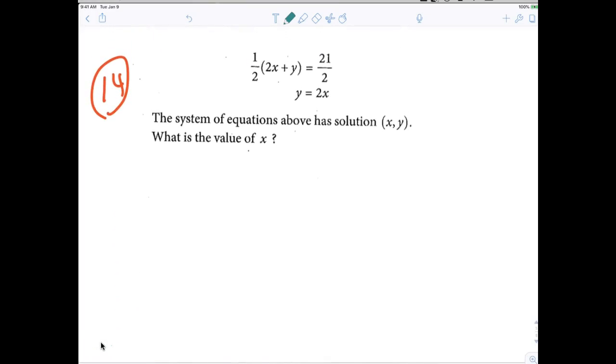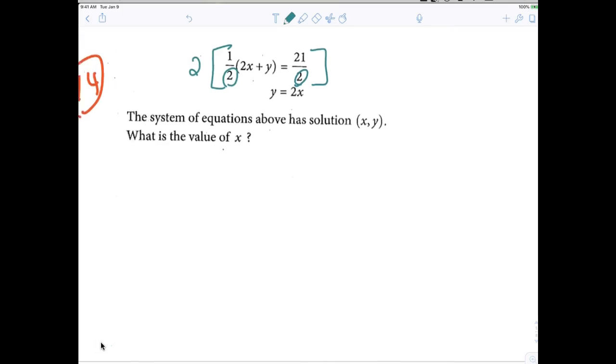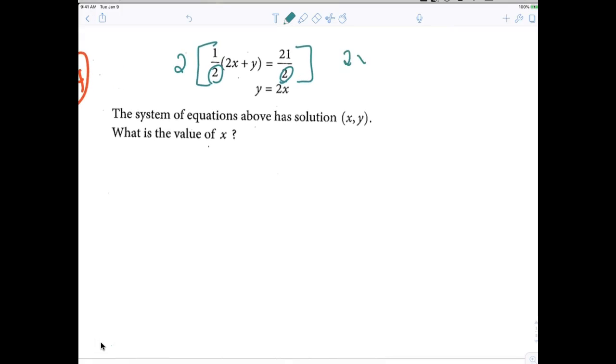Now, in my opinion, as soon as I see a fraction, I think the easiest thing to do is to get rid of the fraction. So I'm looking at this divided by 2, so I'm just going to go ahead and multiply everything through by 2. When I multiply everything through by 2, it makes the problem a little bit easier. So that just becomes 2x plus y equals 21.